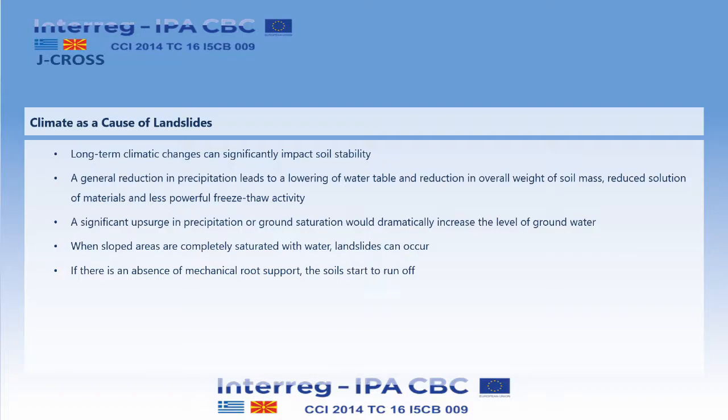A significant upsurge in precipitation or ground saturation would dramatically increase the level of groundwater. When sloped areas are completely saturated with water, landslides can occur. If there is an absence of mechanical root support, the soils start to run off.